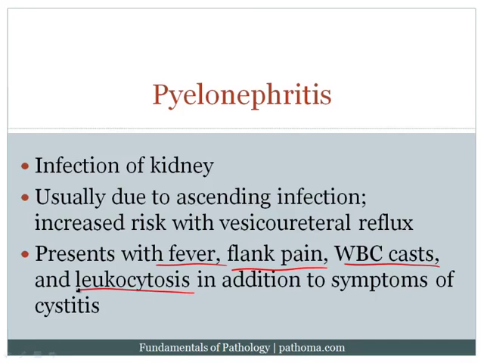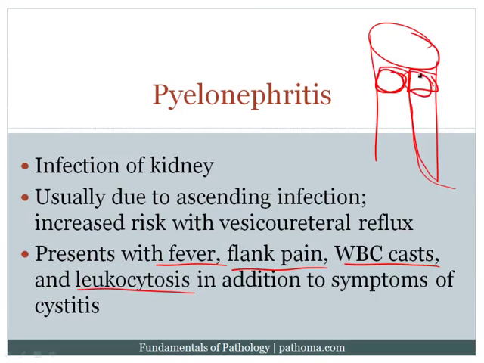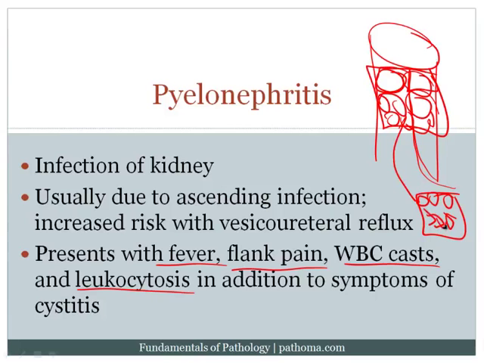Now, the reason you get the white blood cell casts is because when the infection ascends up from the ureter into the kidney, it's going to be walking its way up the tubule. And as it walks its way up the tubule, that's going to result in inflammatory cells coming into the tubule, and those inflammatory cells will cast themselves in the shape of the tubule so that when this is urinated out, you're actually going to get a white blood cell cast.